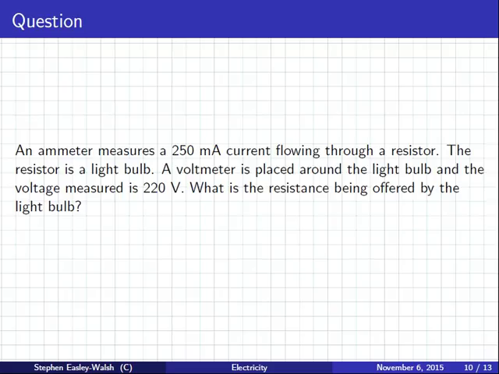The voltage measured is 220 volt, which means between 2 points. If this was the light bulb, then it's around the light bulb. It's 220. This means 220 volt.